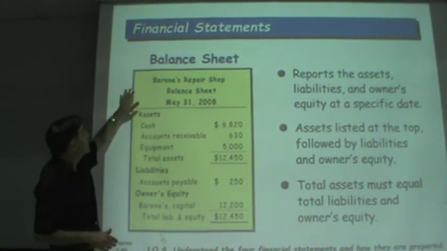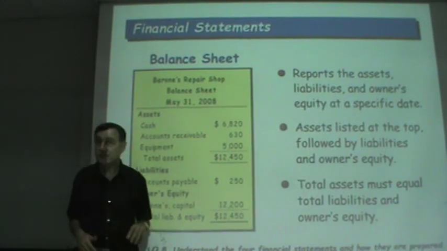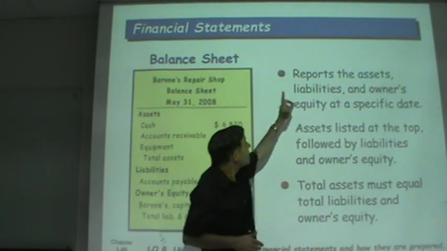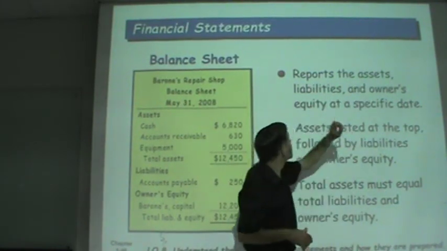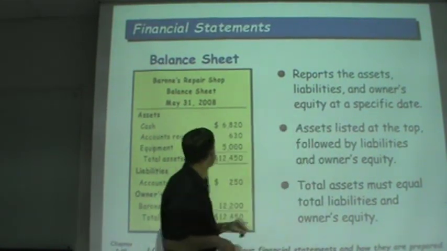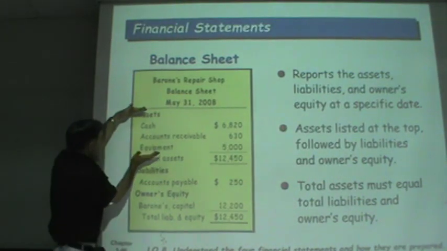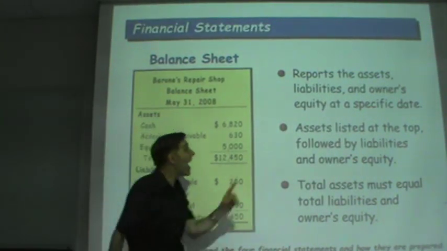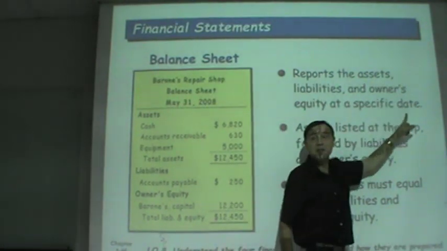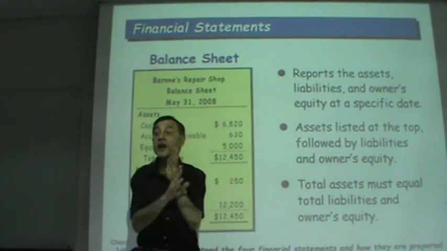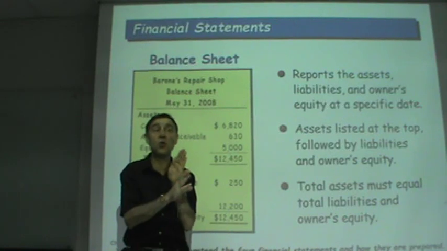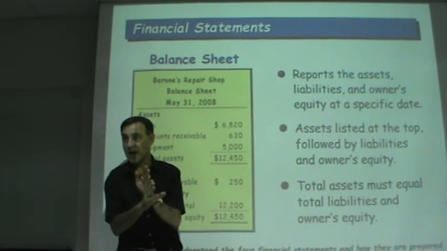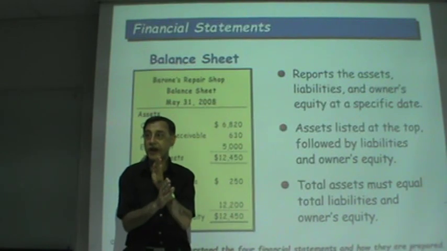Explanation now. This is the balance sheet. The balance sheet reports the assets, liabilities, and owner's equity at a specific date. So it is done on Christmas, or it's done on December 31st. So on a particular date.